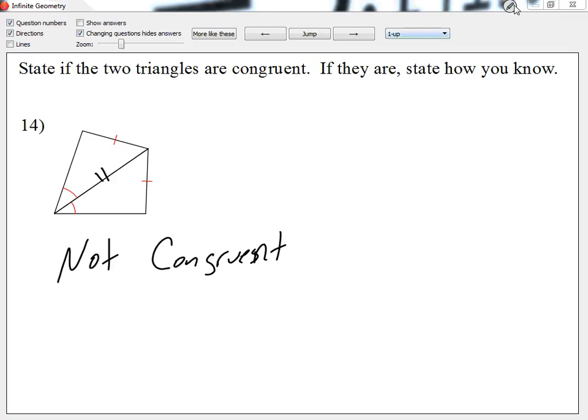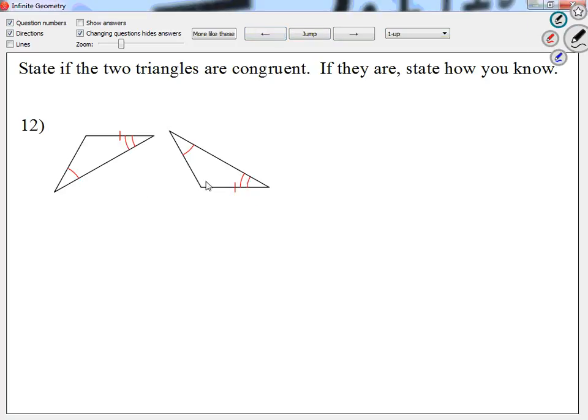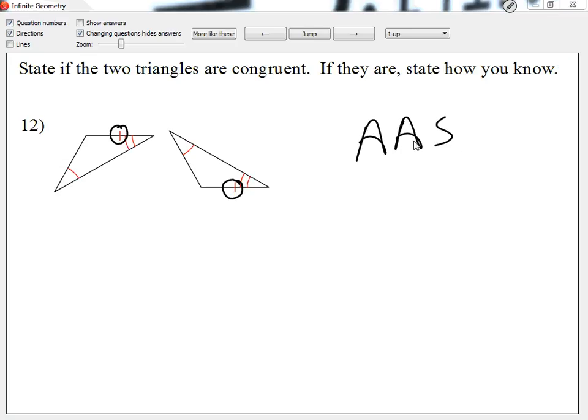Number 12. Alright, let's take a look at number 12. One thing on number 12, probably not easy to see, but you guys can see the side is marked. It's just really close to the angle, so that's why I circled it. You guys can see that the sides are marked. You say angle, angle, side? Yeah. So the side is not between the angles?